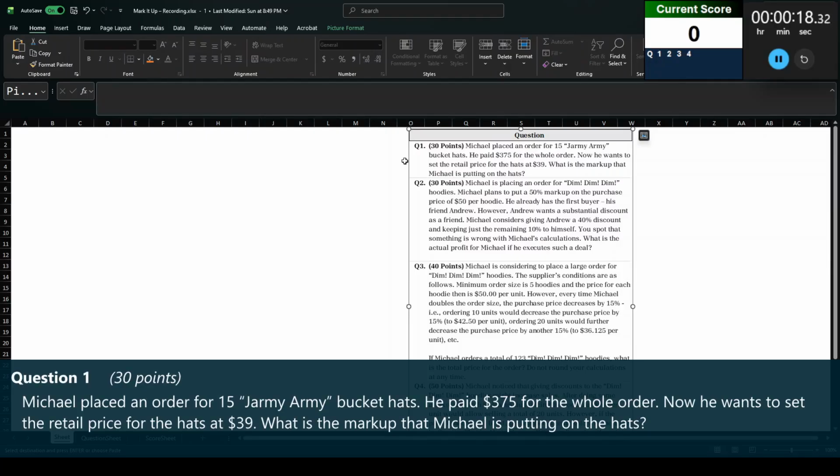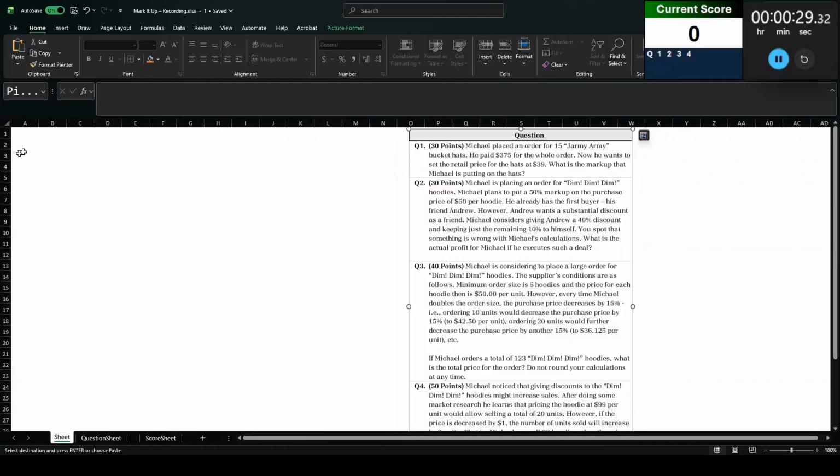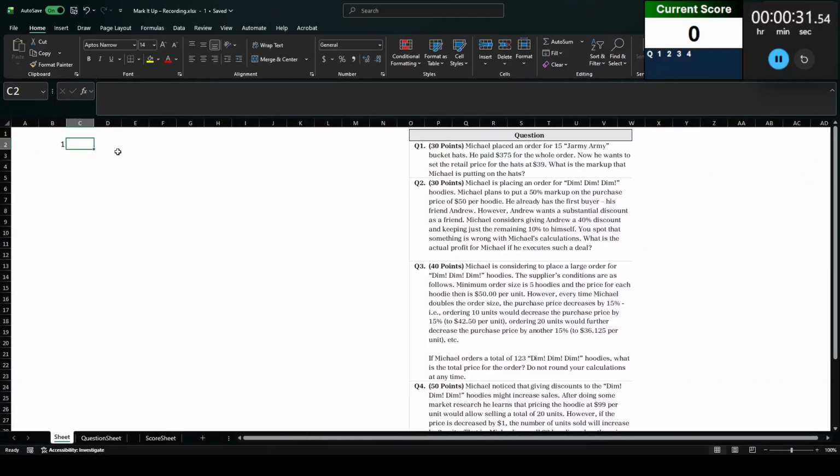Michael placed an order for 15 Army bucket hats. He paid $375 for the whole order. Now he wants to set the retail price for the hats at $39. What is the markup that Michael is putting on the hats? All right, so let's go ahead. We'll put question 1 here, and then let's just list all the information out.